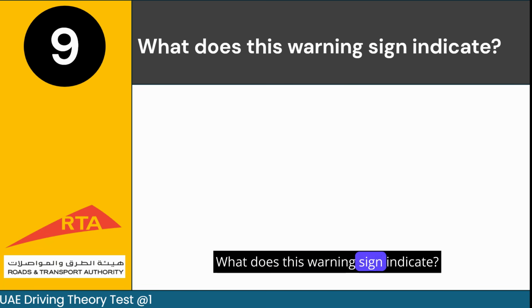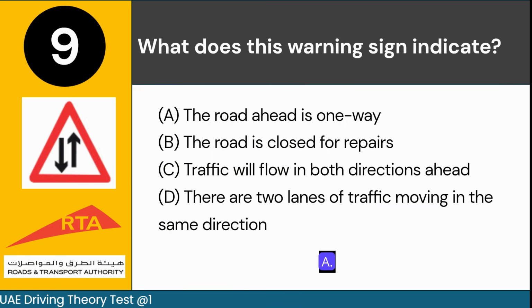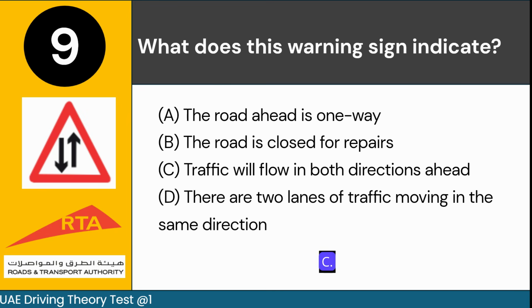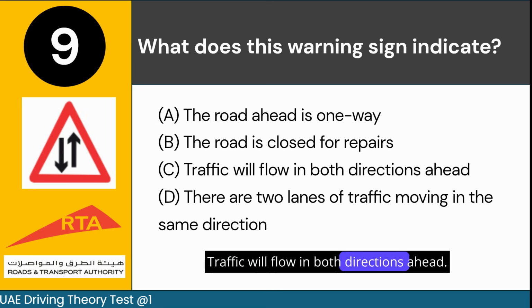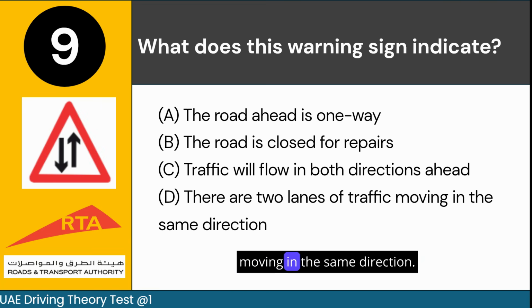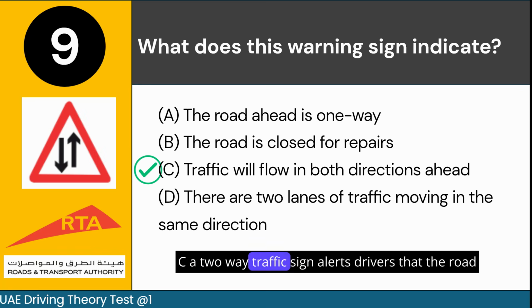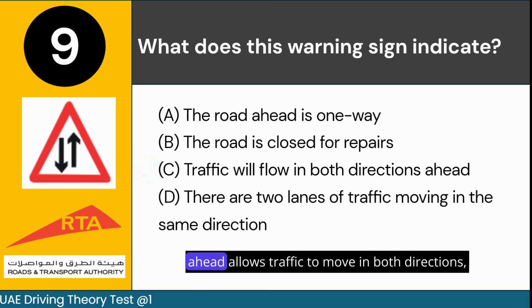What does this warning sign indicate? A. The road ahead is one way. B. The road is closed for repairs. C. Traffic will flow in both directions ahead. D. There are 2 lanes of traffic moving in the same direction. Answer: C. A two-way traffic sign alerts drivers that the road ahead allows traffic to move in both directions, often transitioning from a one-way street.